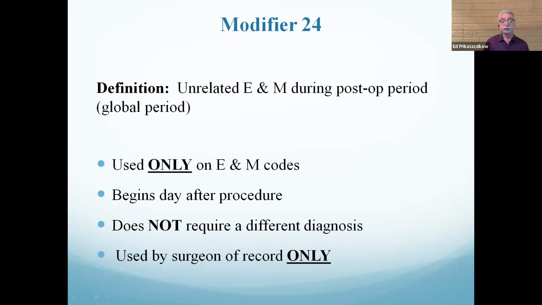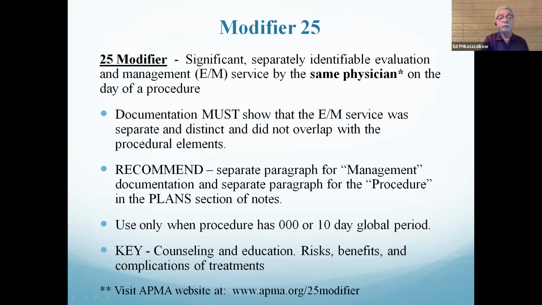Okay, the next modifier, which is an easy one, is modifier 24. This is one of those global period modifiers, and it's unrelated E&M during the post-op period. So you're seeing the patient for post-operative care, but you're also doing something that's not related to the surgery on a condition that the patient developed, and this is the way you would report it. You'd evaluate and manage the problem and report the E&M code and put a 24 modifier telling the payer that this is not related to the surgery that was done and should be payable.